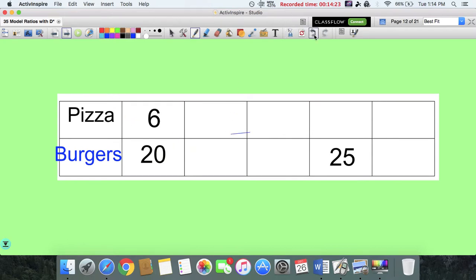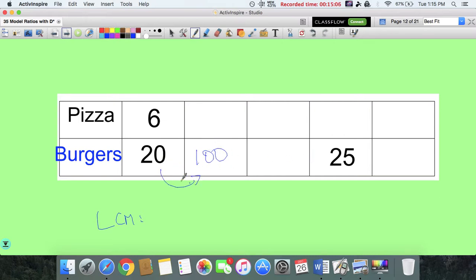Let's try this one, 6 to 20. 20 times nothing gives me 25. How about up and down? 20 divided by something gives me 6, not that I know of. So you're, again, stuck to finding a new ratio that then will lead you to 25. So one way of thinking about this is, what do 20 and 25 have in common? Is there a common multiple of 20 and 25? Well, there's many. You can always use the smallest one. The LCM of 20 and 25 is 100. The smallest number that they share is 100.